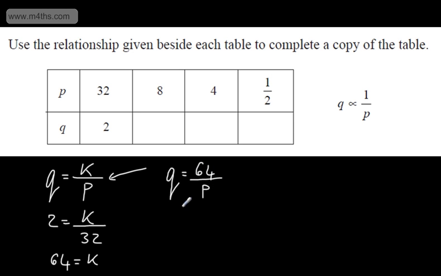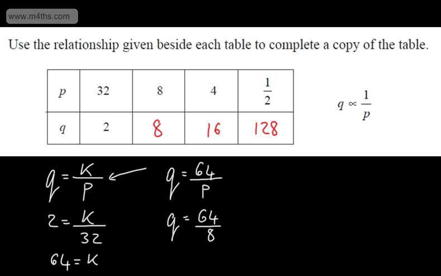So let's put in p is equal to 8. So q would be equal to 64 divided by 8, which gives me 8. If I put in now p is equal to 4, 64 divided by 4 is going to give me 16. If I put 1/2 in, 64 divided by 1/2 is going to give me 128. Dividing by 1/2 is the same as multiplying by 2. So that would fill out the table, and we've gone ahead and done that.